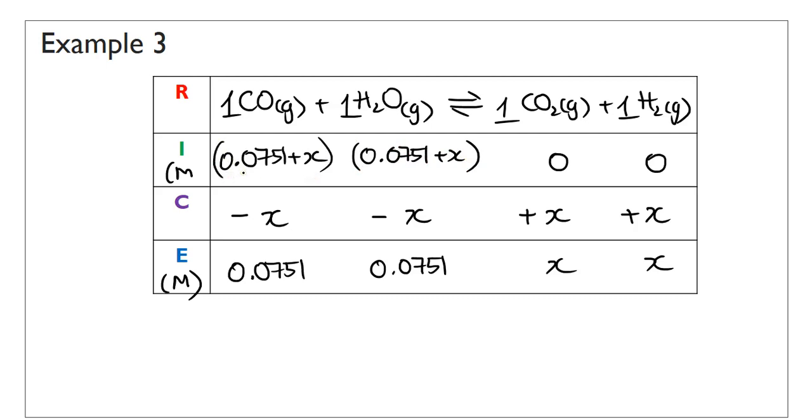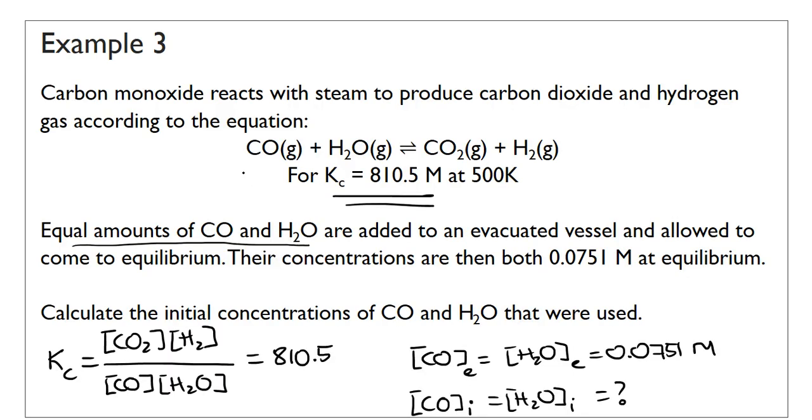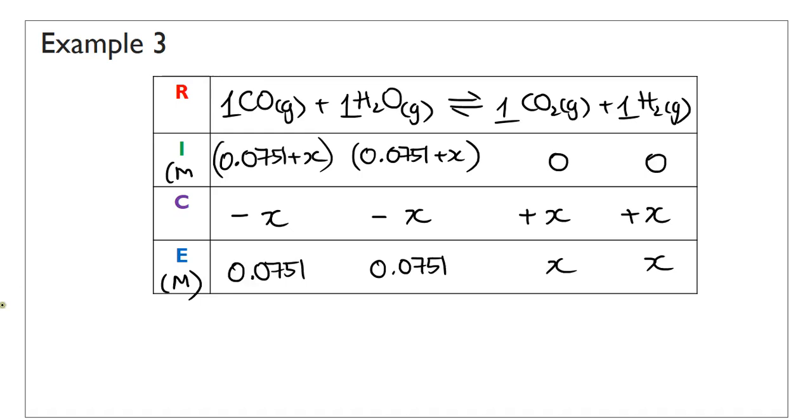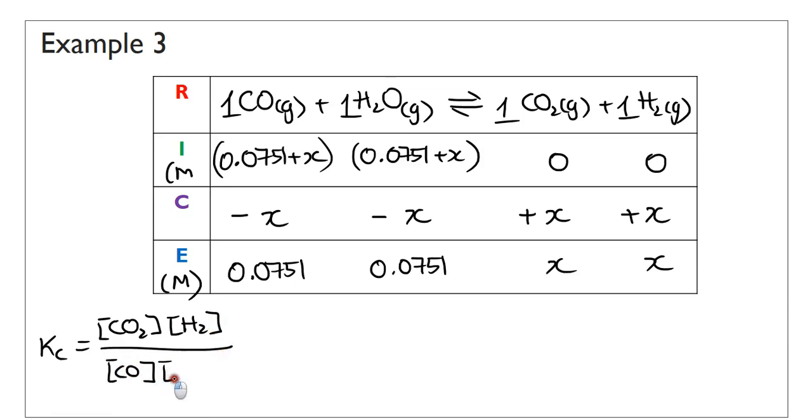Now that's everything I could do. I have one unknown, which is not bad. Things start to get tricky if you have two unknowns, which shouldn't happen in chemistry. So if you run into that situation, maybe you haven't read the question carefully. The last thing that I haven't used is Kc. So I'm going to try to represent Kc in terms of x. So I have Kc equals, so I'm going to write the expression one more time. CO2 times H2 over CO and H2O.